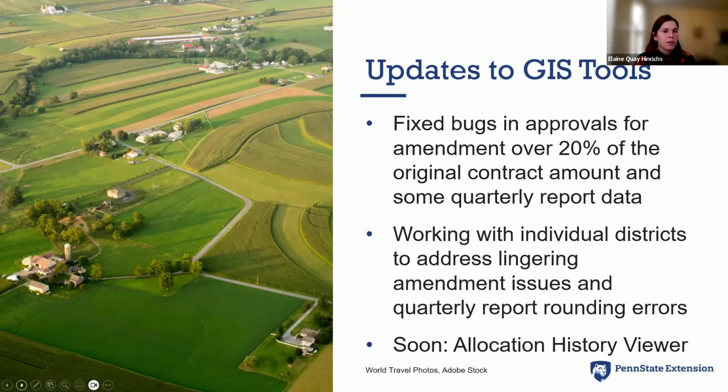And one thing that is coming soon as part of our CSS funds 2025 is a new allocation history viewer. If you are familiar with the Dirt and Gravel Roads GIS tool, that's a feature from there that we're implementing in the ACAP reporting tool. It should be in this week, and that'll allow you to view your list of allocations through the years.